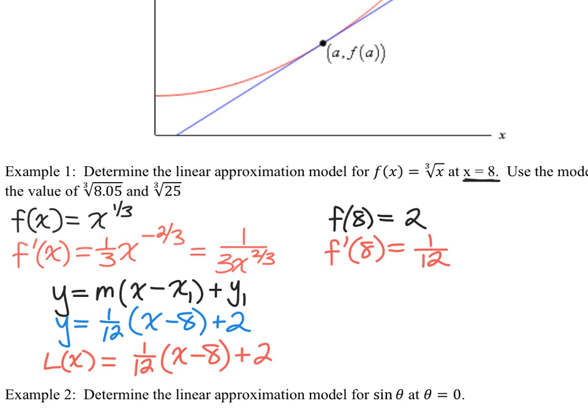All right. So what we get from this is a linear equation that for values very close to 8 would be a good approximation for the original function. So x in here would correspond to x in here for values close to 8. We'll see how that plays out, because 8.05 is pretty close to 8. 25 is nowhere near 8. So for one of them, we should get a pretty close approximation. For the other one, not so much. All right, so we would do L of 8.05.